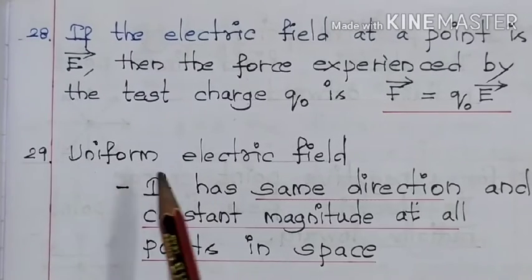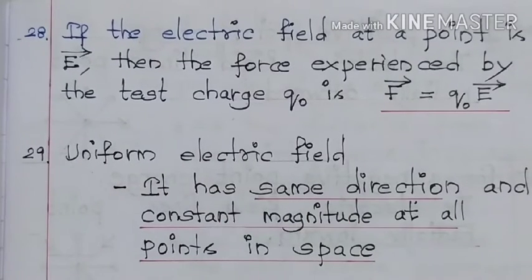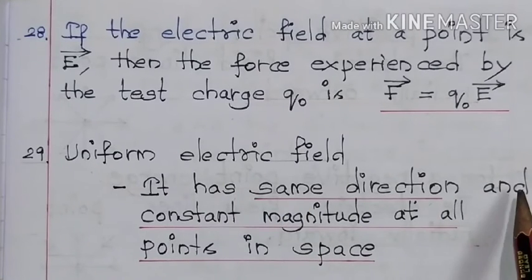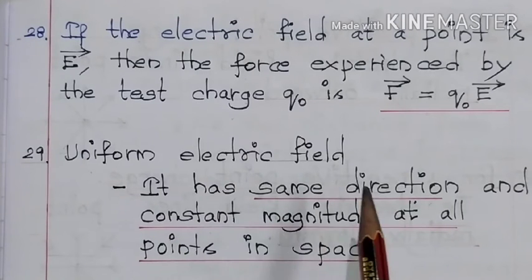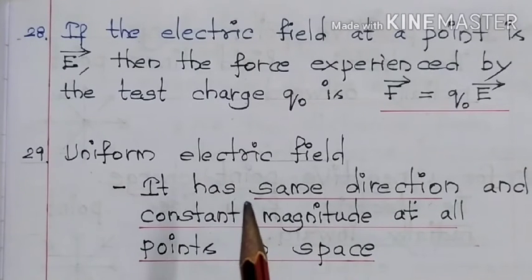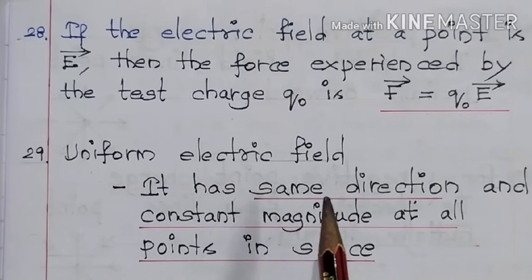Then uniform electric field. It has the same direction and constant magnitude at all points in space. In the case of a uniform electric field, its direction remains the same and also its magnitude remains constant at all the points in space.